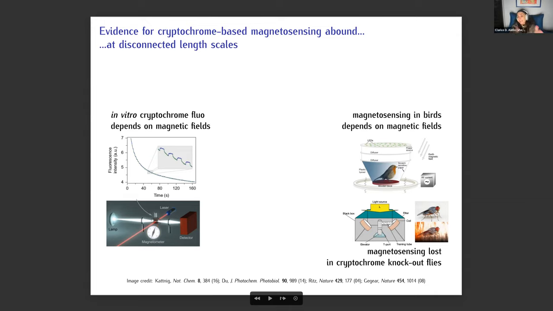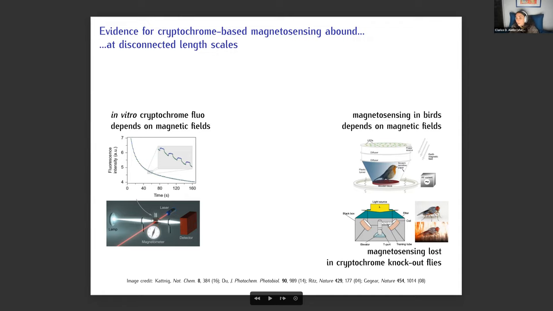But unfortunately, the next level of evidence, as you can see in the right place there, is where we go from molecules to whole birds, whole flies, right? You can put birds in a cage during migration season and see which side they want to go out of the cage. Then you can put magnetic fields outside and alter the direction that the birds want to go out. You can train flies to find food via the presence of a magnetic field. Flies can be trained.